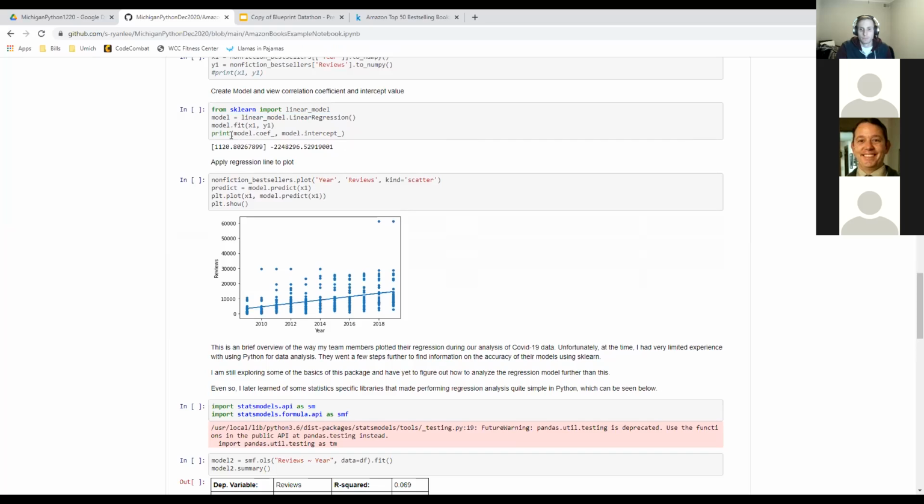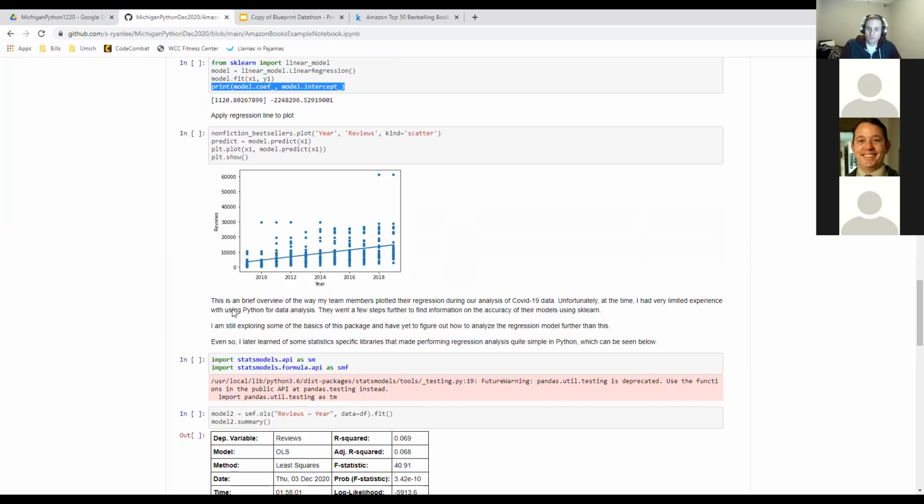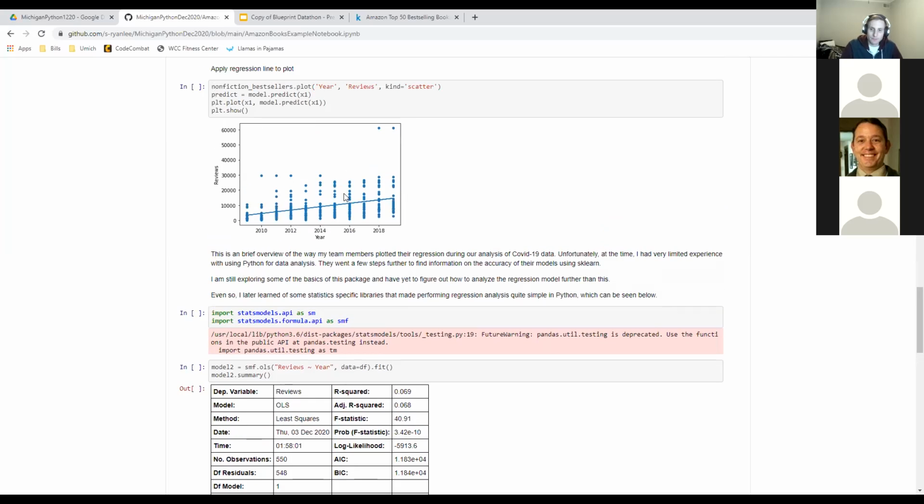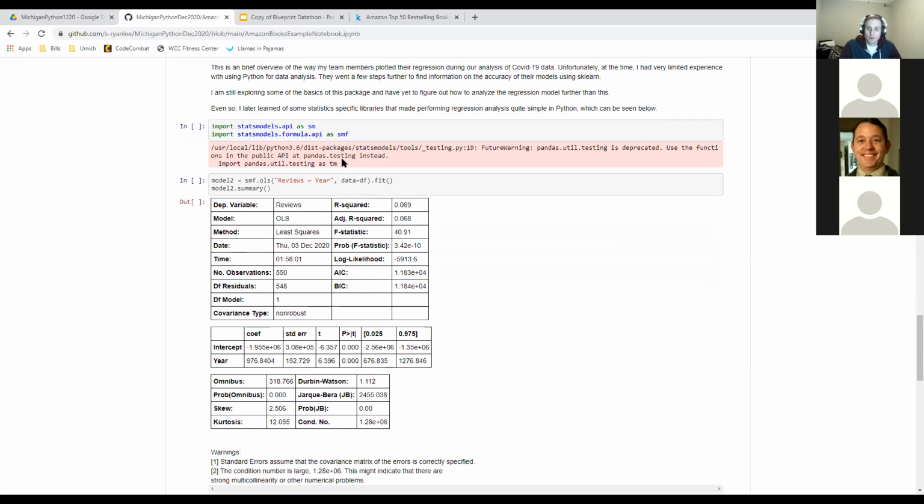And then here I've asked for the correlation coefficient and the model's intercept, which is where that line starts, basically where that line hits the y-axis. So let's see here. This chunk here is just applying this line to the scatter plot, and you can see there's a little bit of a positive relationship here. And I would like to identify how well this line fits this data. And in order to do that, I've used a couple of stats models packages.